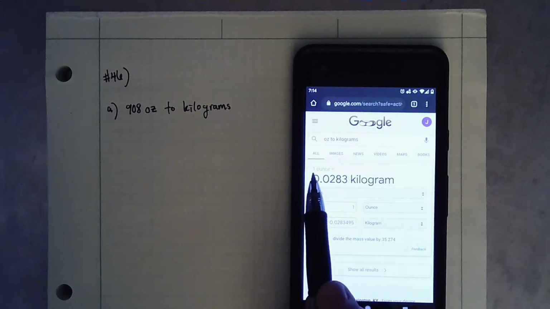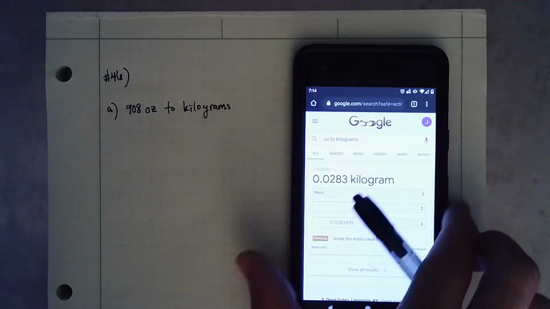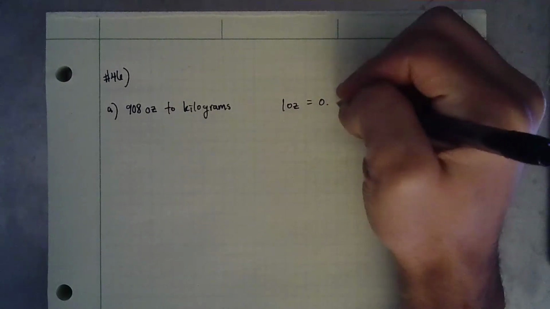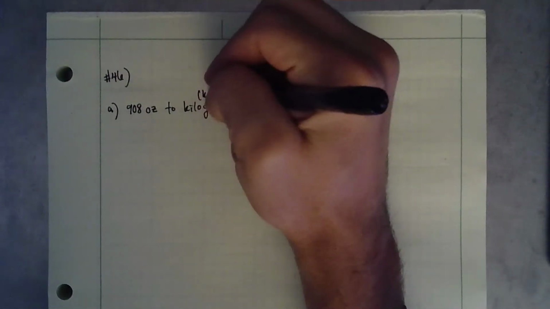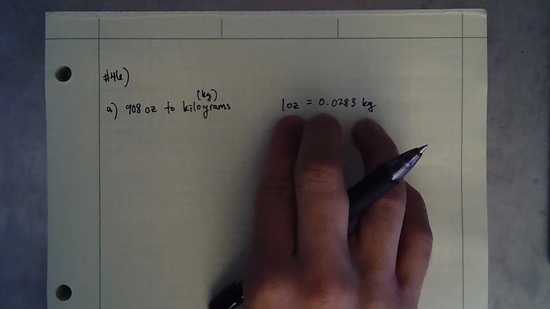You see how it says 1 ounce is equal to 0.0283 kilograms. I'm going to write that down verbatim right here, and I'm going to abbreviate kilograms as kg. That's the piece of information that I need.